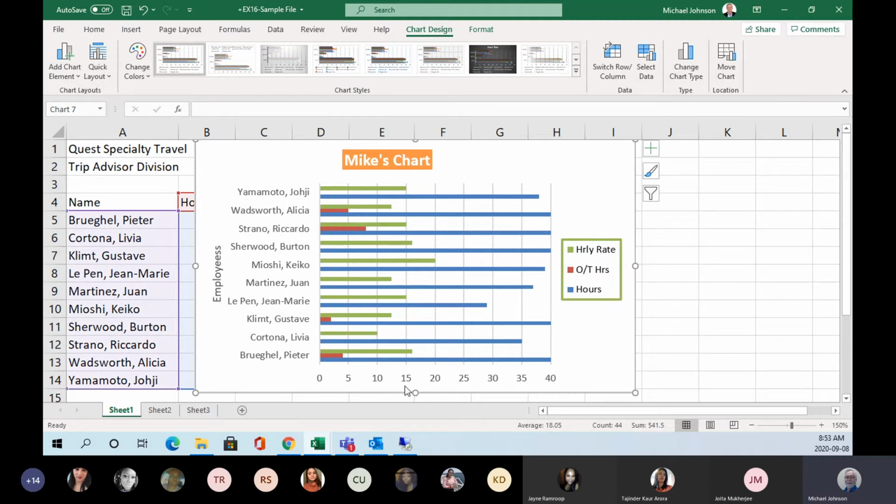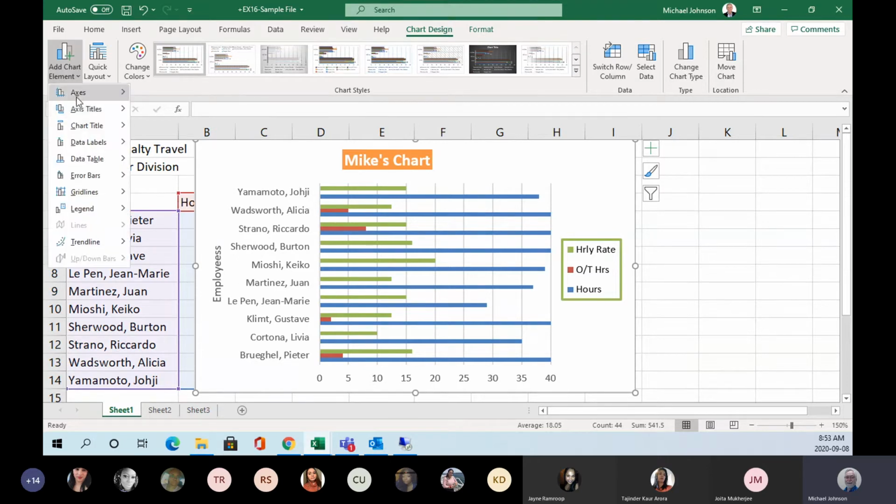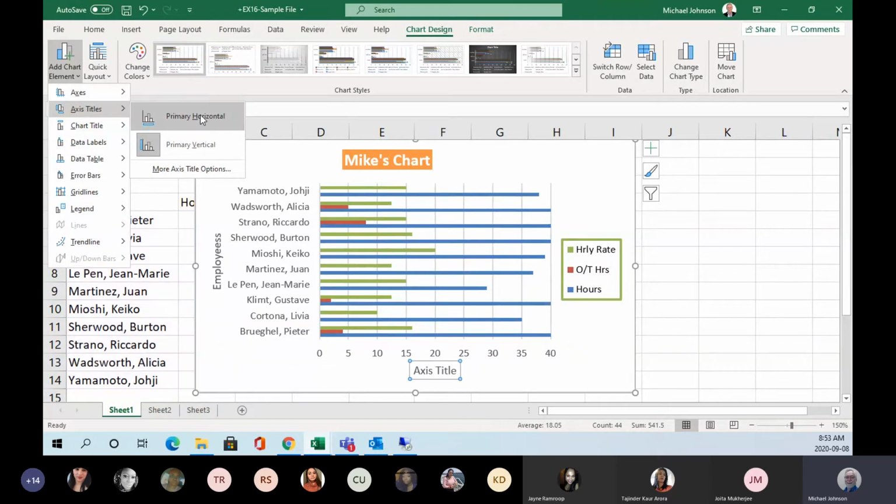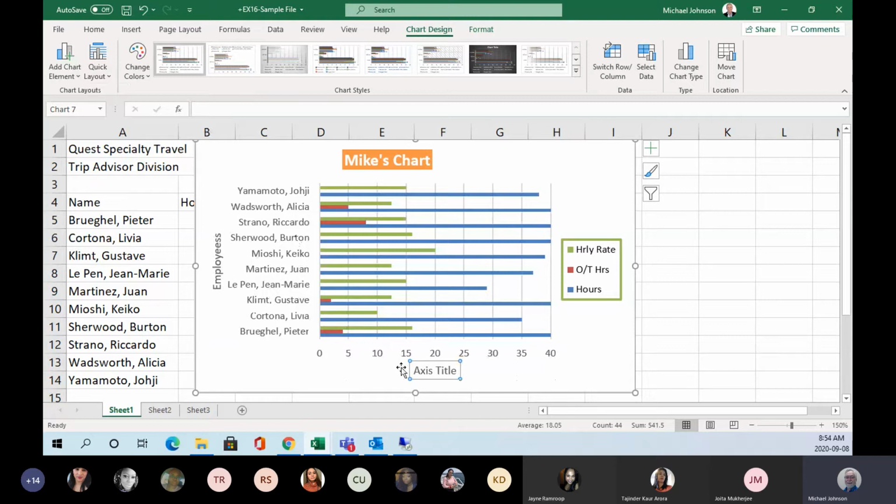Maybe I want one on the horizontal as well. So I can come in here. This is hours underneath the regular hours. So I'll just come in here and I'll say my axes. I'd like to have, let's have one of these. So this is the horizontal. So I'll put in regular hours. So regular hours is here as well. Just call it hours for the time being. That makes it more useful. There we go. So hours and employees.